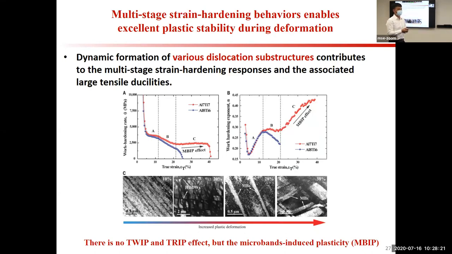Another thing, let's have a look at the strain hardening behavior. It's also very unique and different from conventional alloys. We identify multi-stage work hardening behaviors, which enable the excellent plastic stability of this material to plastically deform to a larger strain. The dynamic formation of various dislocation structures contributes to multi-stage strain hardening responses and leads to the associated large tensile ductility. We also have to notice that in this particle-strengthened alloy, we do not identify the TRIP effect and the TWIP effect, the two very pronounced effects identified in single phase high entropy alloys. But we observe microband induced plasticity.